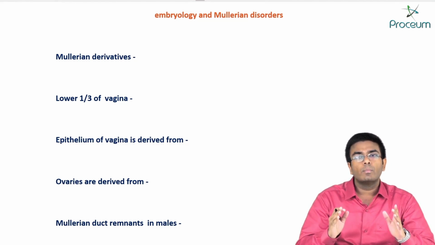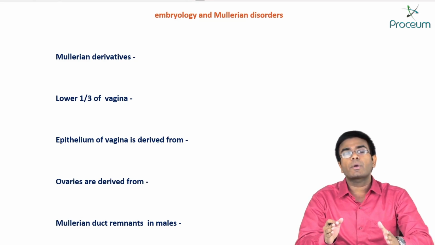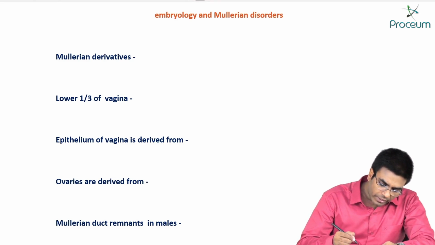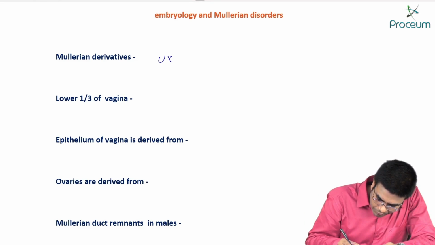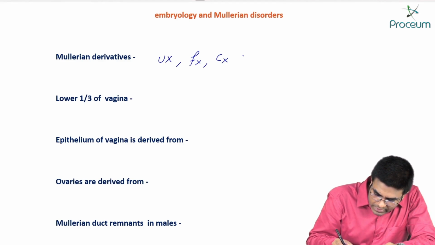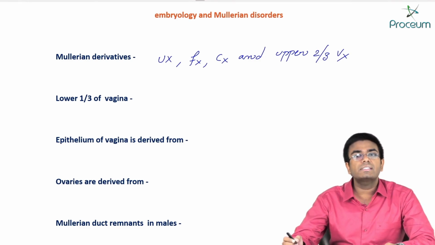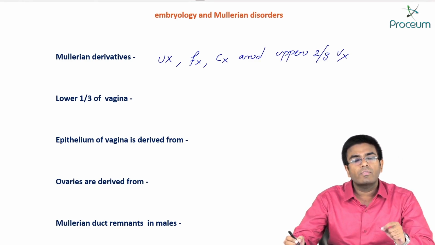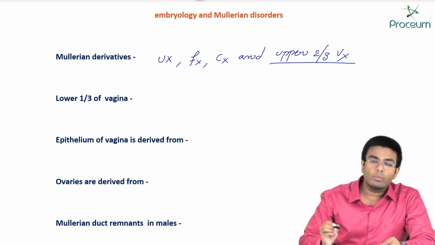We know that Mullerian ducts in females are going to form the internal reproductive organs. So what are the derivatives of Mullerian duct, guys? The Mullerian derivatives are uterus, fallopian tubes, cervix and upper two-thirds of vagina. Okay, so these are the derivatives of Mullerian duct. So upper two-thirds of vagina is formed from the Mullerian duct.